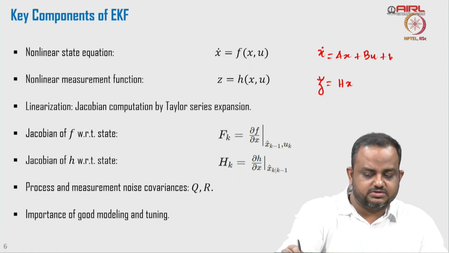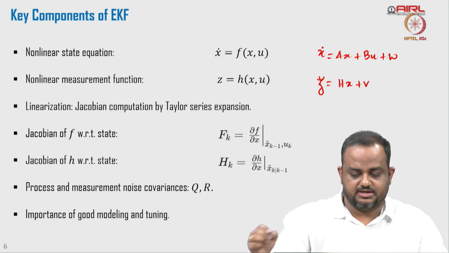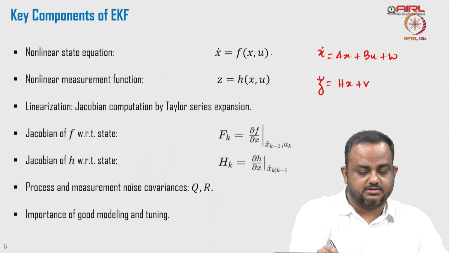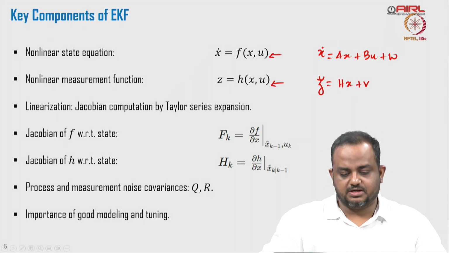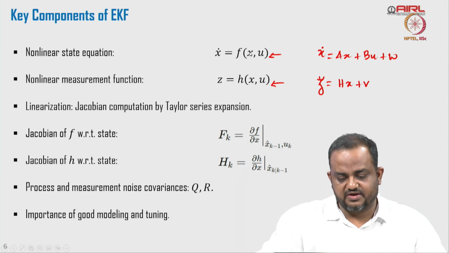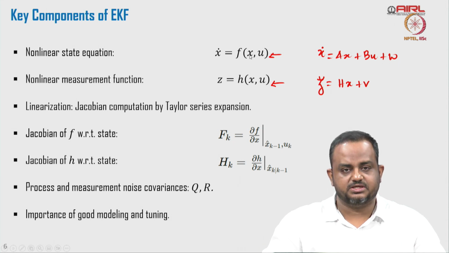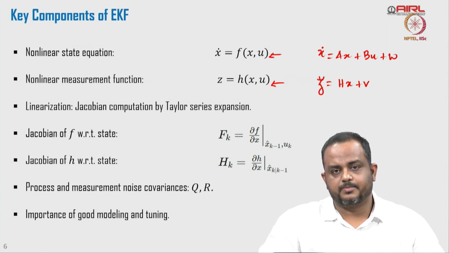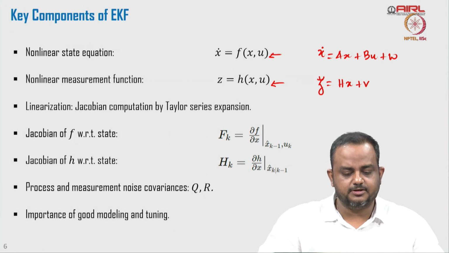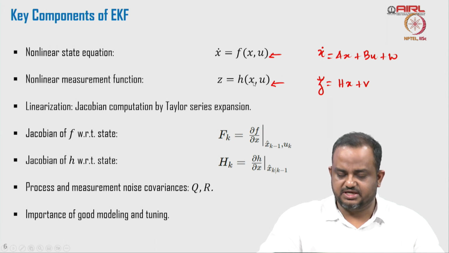Then, of course, the process noise and measurement noise can also be there. So, this is a nonlinear state equation, x dot equal to f(x, u). What is x? x is the system state. What is u? u is the input or control input used to make the system functional. Then the nonlinear measurement equation is z equal to h(x, u), with the similar definition of x and u.